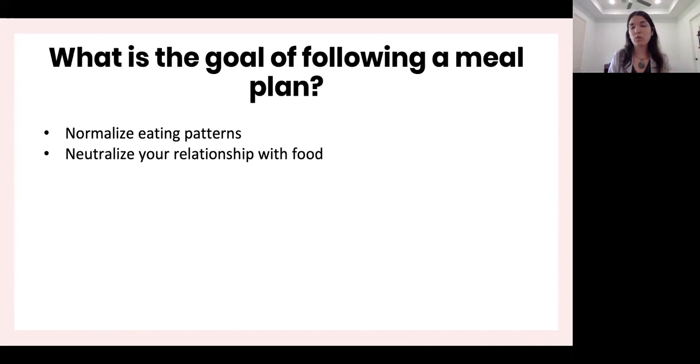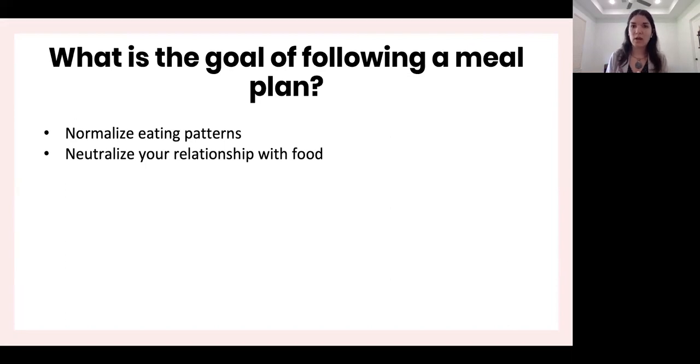Neutralize your relationship with food. This is so difficult for a lot of us, and especially with our clients, they have a really difficult time sometimes just seeing food as fuel, as energy that we need to go throughout our day. It's understandable given the society we live in, where food is demonized and everyone says, oh, this is good or this is bad. So it's really difficult sometimes to look at food just as food.